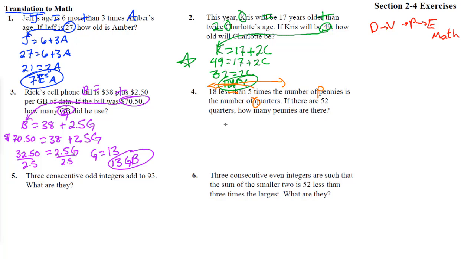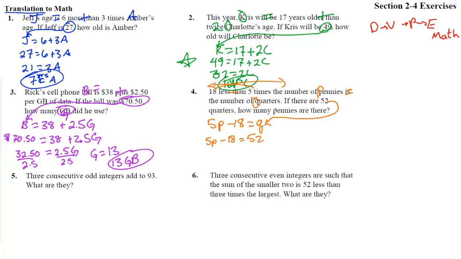So let's write this down. 18 less than 5 times the number of pennies. So that's 5 times the number of pennies. Then go 18 less than that is the number of quarters. So where's is? That's the equal sign. And it says that if there are 52 quarters, so Q is 52, so we can take and put that guy right there. 5p minus 18 has to equal 52.